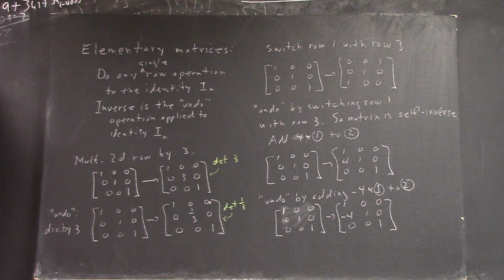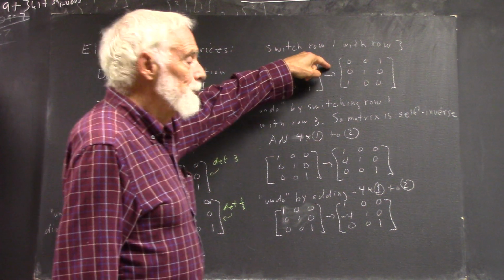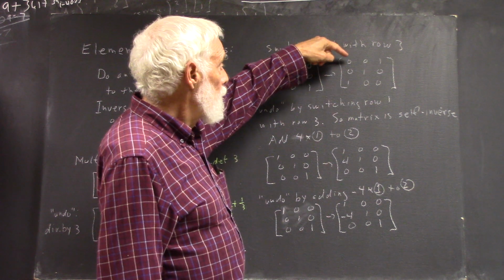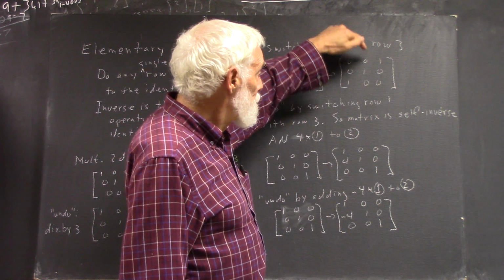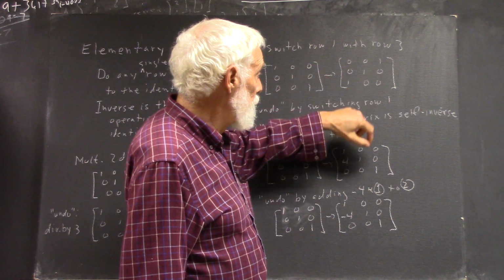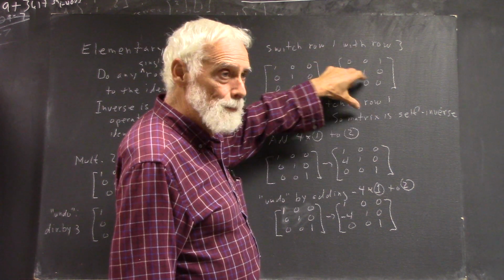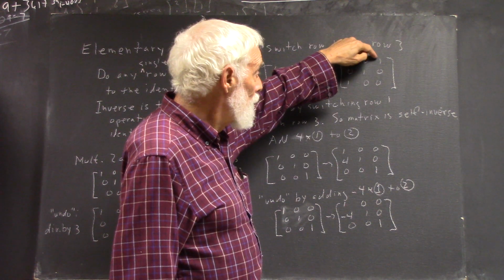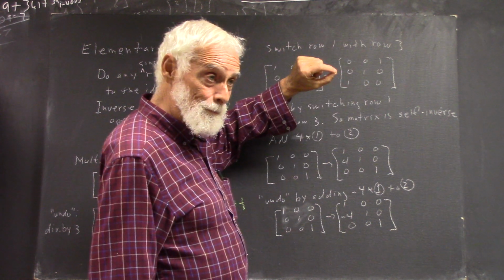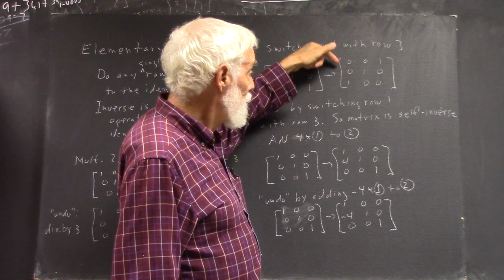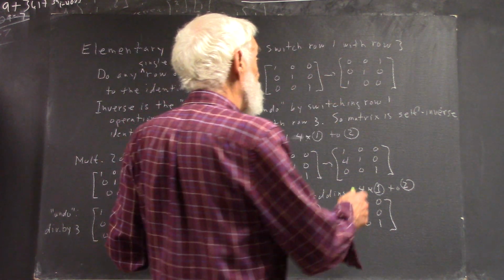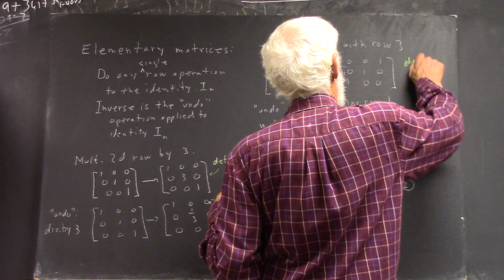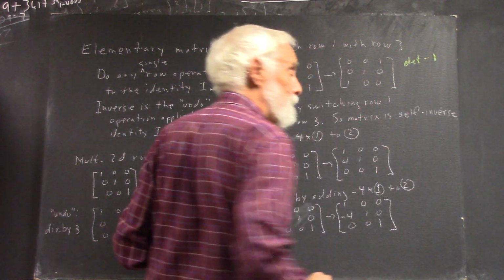Okay. Now, if you switch row 1 with row 3, well, what's the determinant of this matrix? Well, you're going to have 0 times the determinant of this one, plus 0 times the determinant of the matrix you get here, or minus 0 times the determinant of this matrix, plus 1 times the determinant of the matrix you've got here. Well, the determinant of this matrix is 0 minus 1. Okay? So the determinant is minus 1.